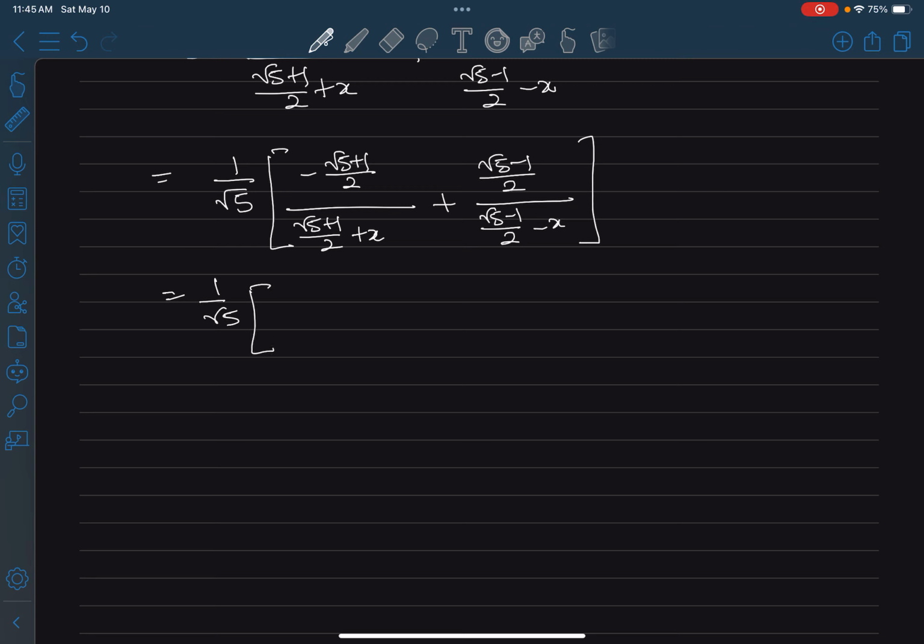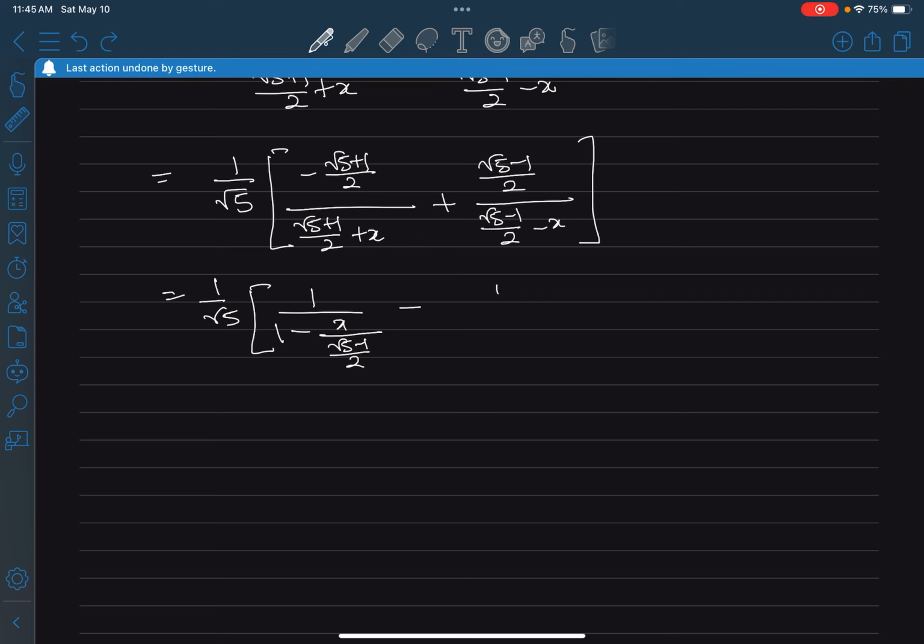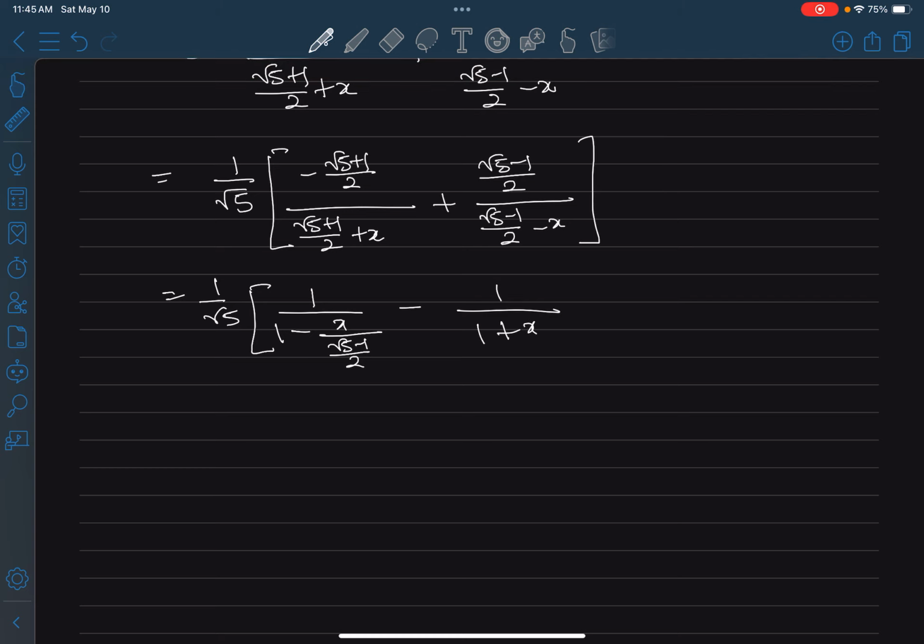Let me write the second term first. I will just divide both numerator and denominator by (√5 − 1)/2, which gives me 1/(1 − x/((√5 − 1)/2)), right? And then minus, again, if I divide by (√5 + 1)/2, this will be 1/(1 + x/((√5 + 1)/2)), right?